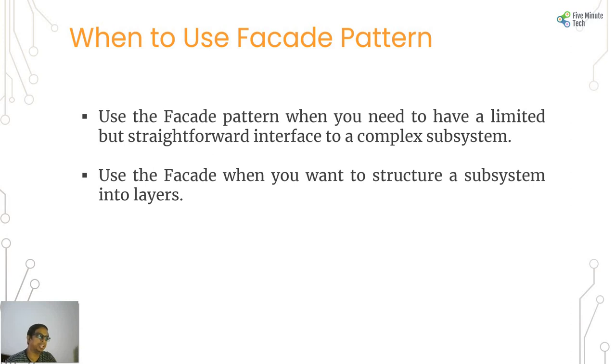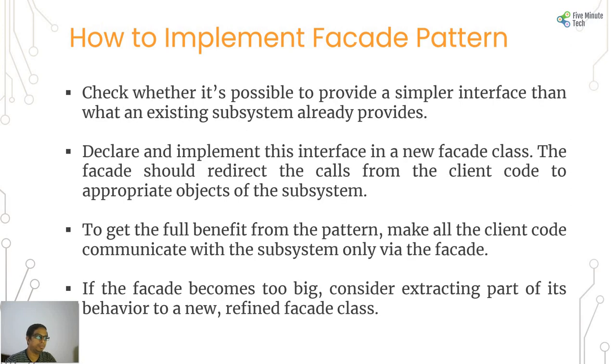So when to use the Facade pattern? Use the Facade pattern when you need a limited but straightforward interface to a complex subsystem or underlying implementation. Use Facade when you want to structure a subsystem into different layers. How to implement Facade? Check whether it's possible to provide a simpler interface than what an existing subsystem already provides. Declare and implement this interface in a new Facade class or wrapper implementation. Then the Facade should redirect the calls from the client code to the appropriate objects of the subsystem. It takes care of all the processing. To get the full benefit from the pattern, make all the client code communicate with the Facade itself. And if the Facade becomes too big, you can extract and refine your Facade classes.